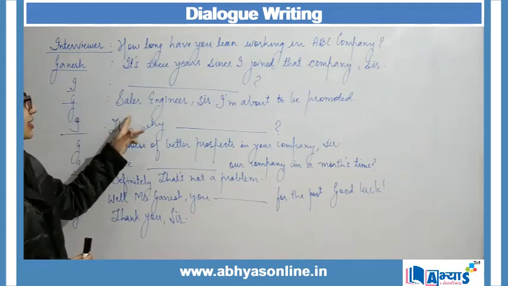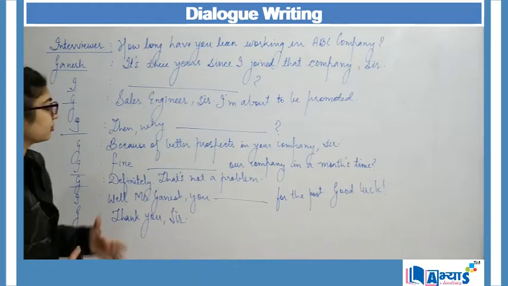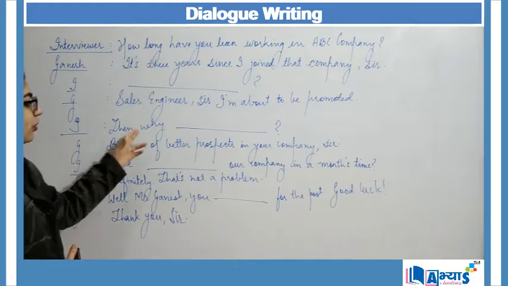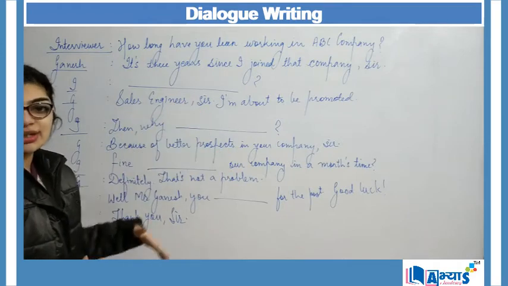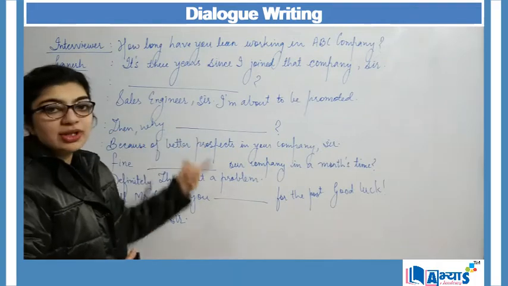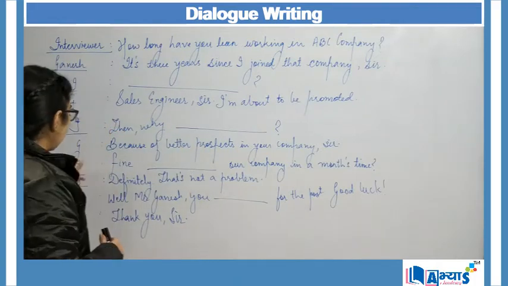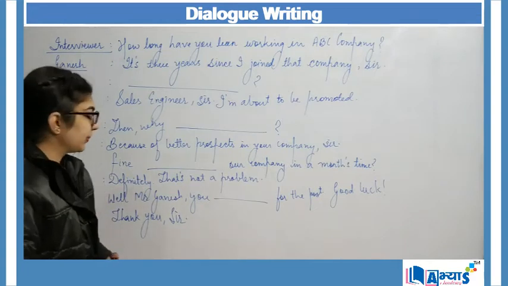Ganesh says, "Sales engineer, sir. I'm about to be promoted." Then the interviewer says, "Then why?" Again, there's a question mark. Again, depending upon the answer that Ganesh gives, I have to fill the blank with a suitable question. Now, Ganesh says, "Because of better prospects in your company, sir."